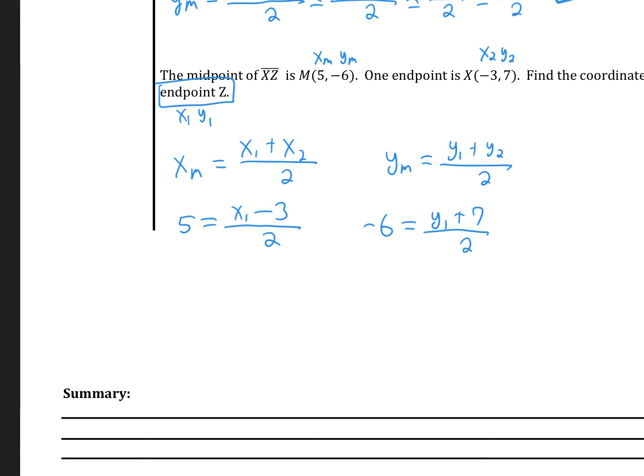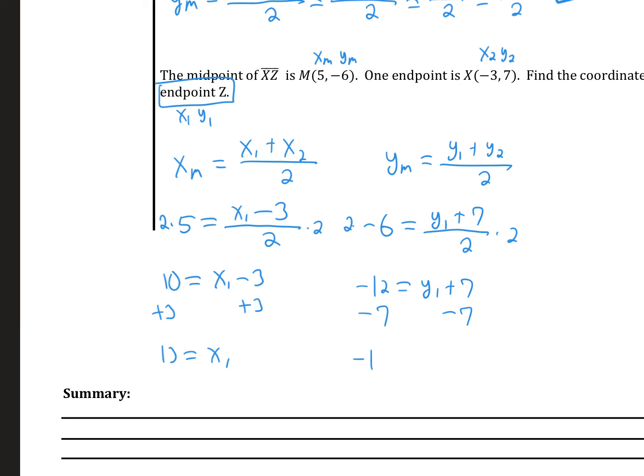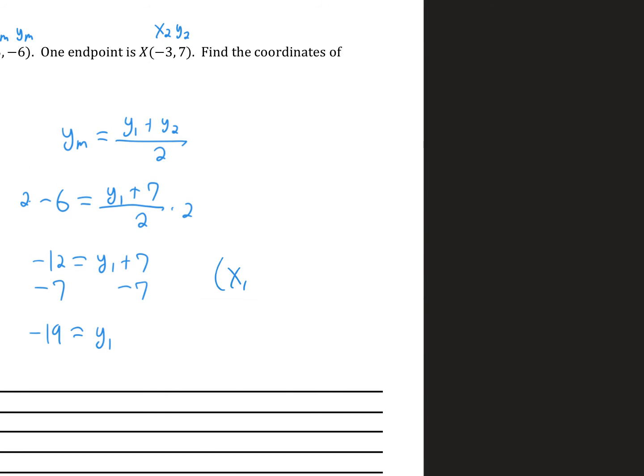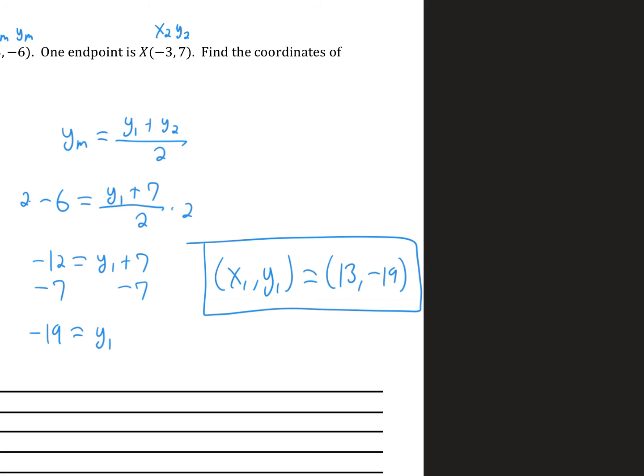How do we solve for x1 and y1 now? We're going to multiply by 2 on both sides. So we get 10 equals x sub 1 minus 3. Add 3 to both sides. 13 equals x sub 1. And over here, multiply by 2 on both sides. So we get negative 12 equals y sub 1 plus 7. Subtract 7. So negative 19 equals y sub 1. So our x1, y1 equals 13, negative 19. So that's the coordinates of one of the endpoints given the midpoint and the other endpoint.